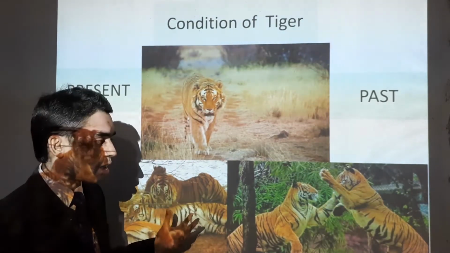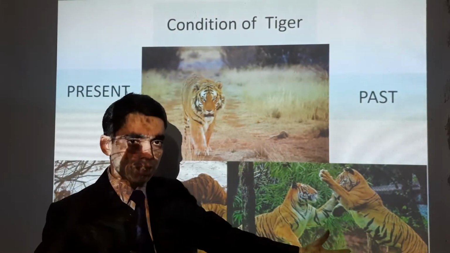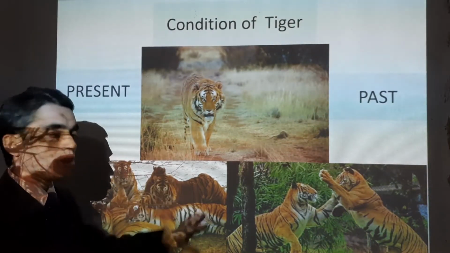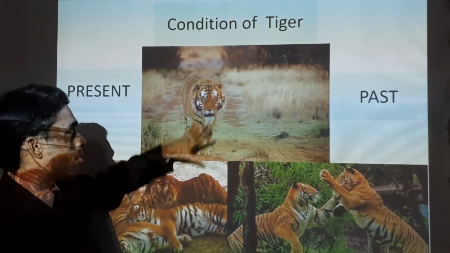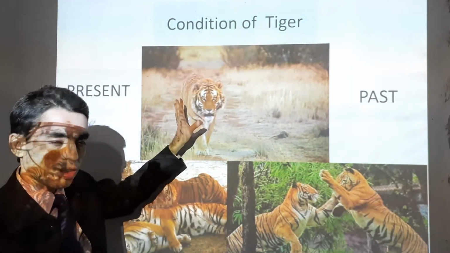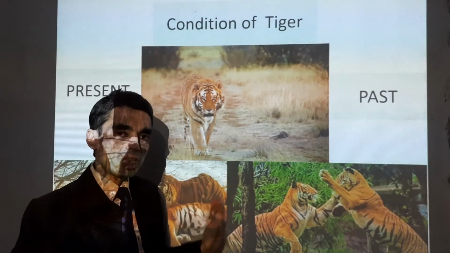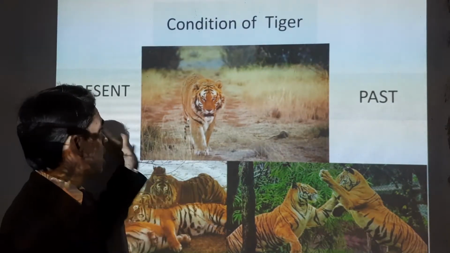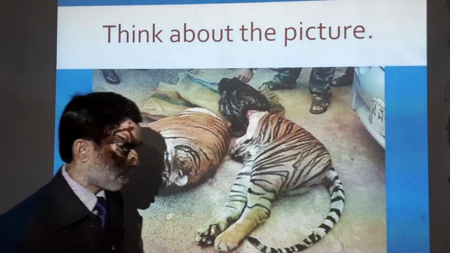You see in the past, in the picture, the Royal Bengal tigers, they were playing, they were fighting, and in these pictures we see the Royal Bengal tigers in their family with their kids. But here the Royal Bengal tiger, it's a lonely one. That means it's alone, helpless. So from this picture we can easily understand there is a difference between the past condition of the Royal Bengal tigers and the present condition of the Royal Bengal tigers. So let's go to the next slide.